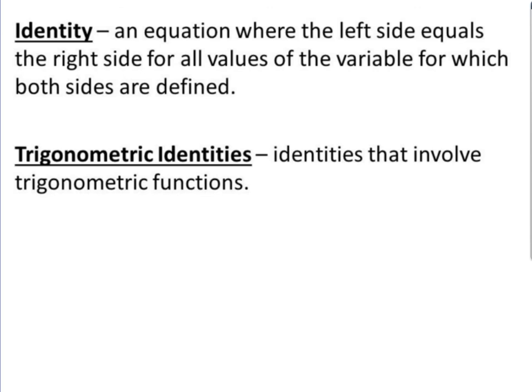An identity is an equation where the left side equals the right side for all values of the variable for which both sides are defined. So this means it doesn't matter what value you put in for x, the left side will always equal the right side if it's an identity. A trigonometric identity is an identity that involves a trigonometric function.